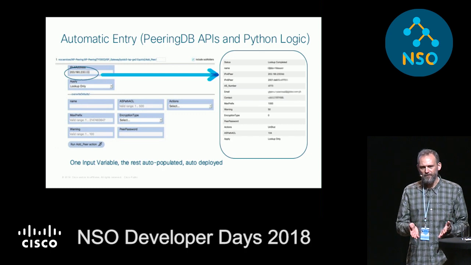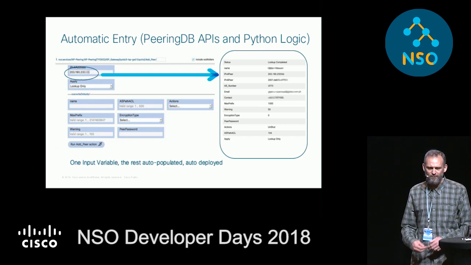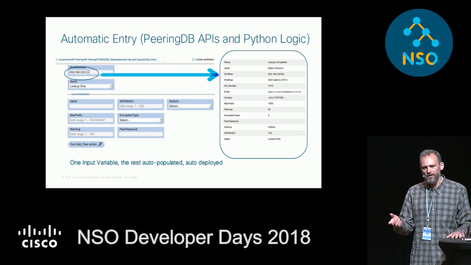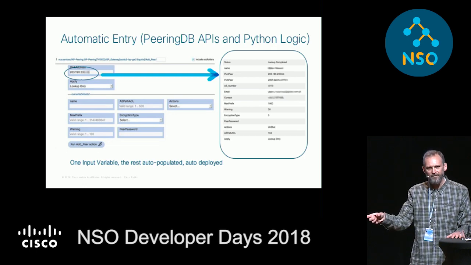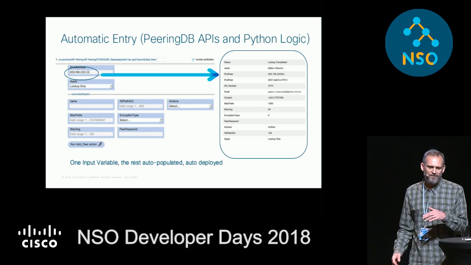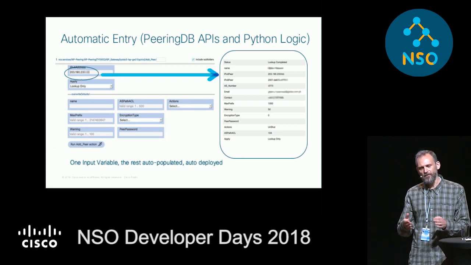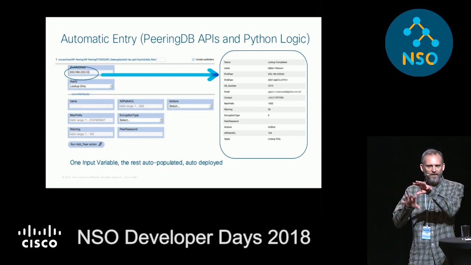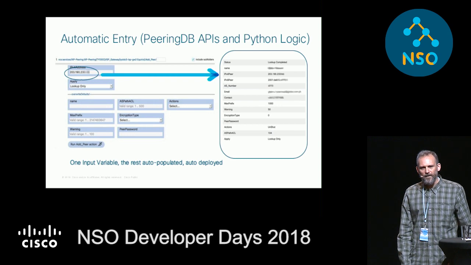PeeringDB, if you don't know, is a web service that provides information about exchanges. You can look at all the different clients that are actually using that exchange. You can look at their contact details, their addressing, things like that. So it's really useful. Or you can go the other way and say, whereabouts does this particular company peer? And you can see all the exchanges where they peer.